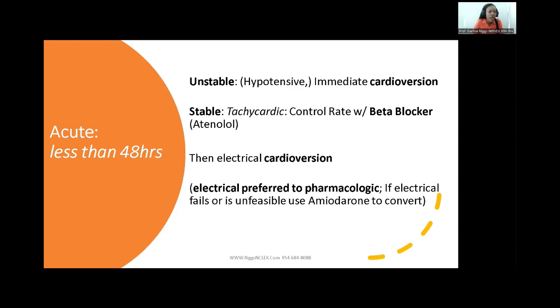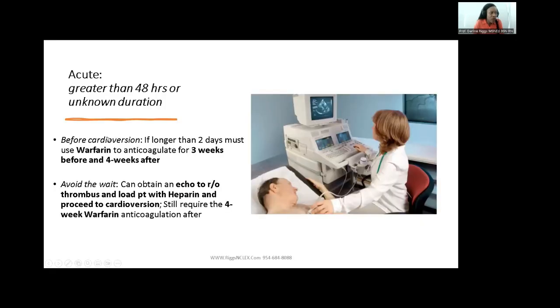Now, if your client is greater than 48 hours, or you don't know, sometimes that happens, our biggest concern are the clots. That's really the big deal with this. Think about it, more than 48 hours, so most likely that's happening. So the anticoagulant will be a part of the regimen. We are going to talk about Coumadin warfarin to death. So they'll need to be on the Coumadin, the anticoagulant, for some time.